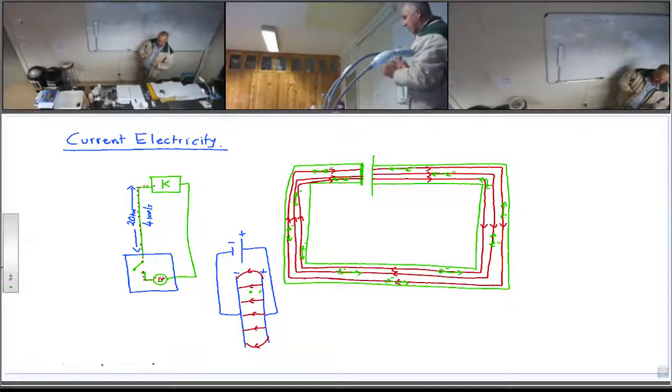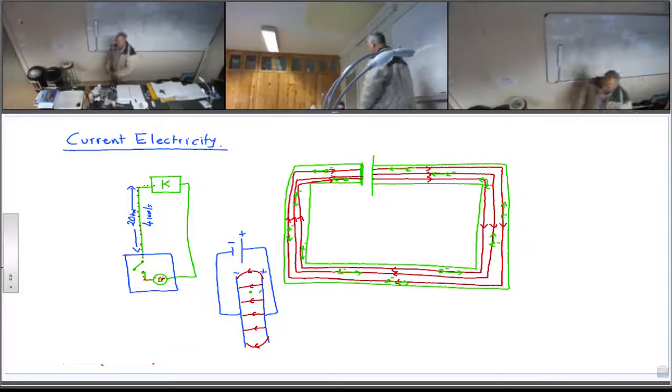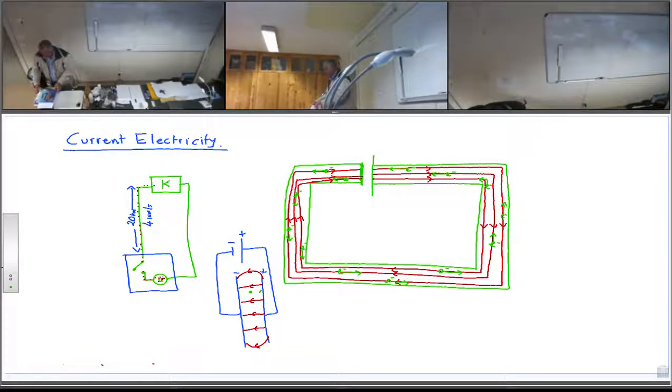Okay, understand that? All happy with that? You've got your notes on that? No. Toss them around.